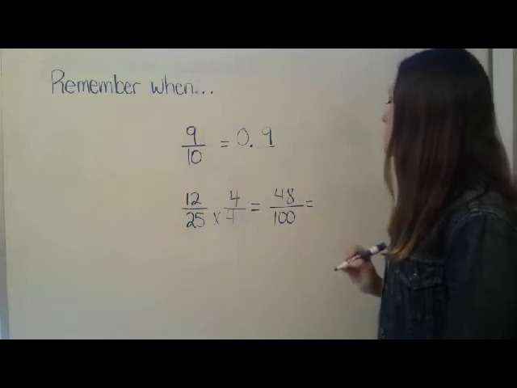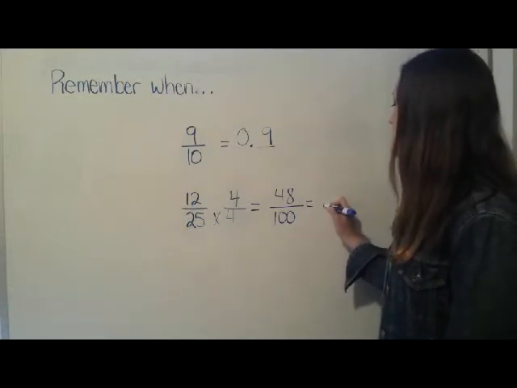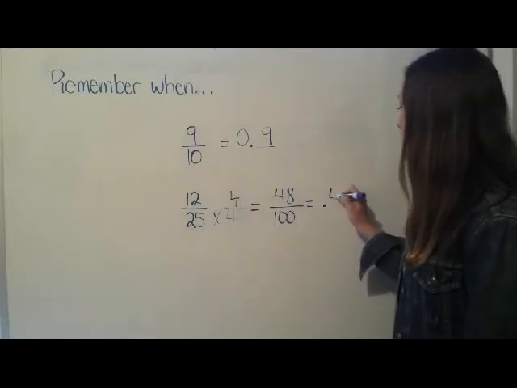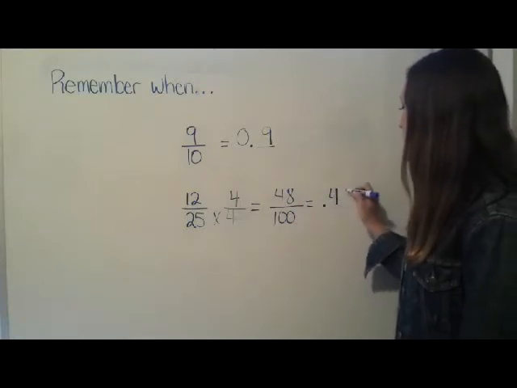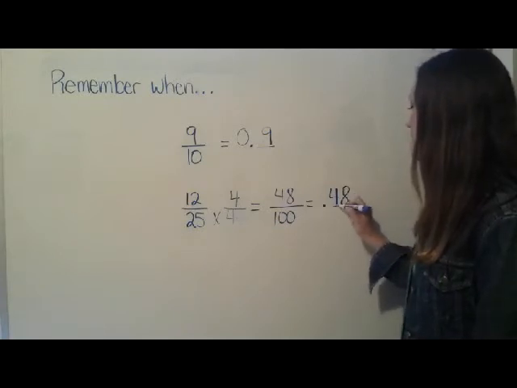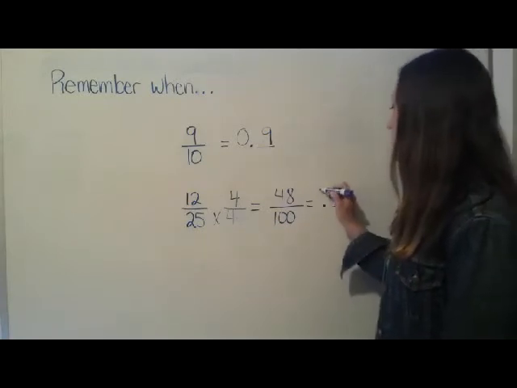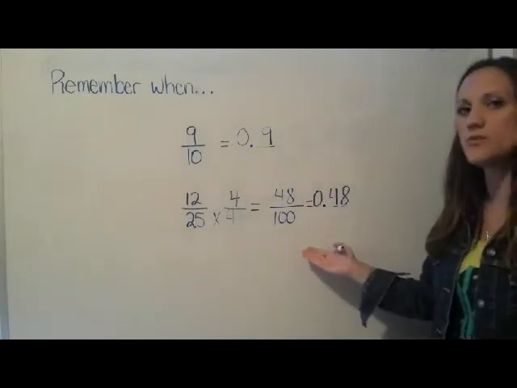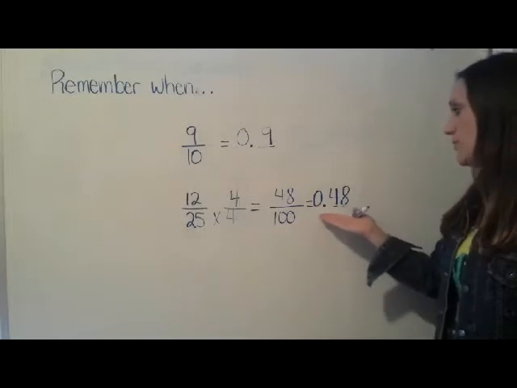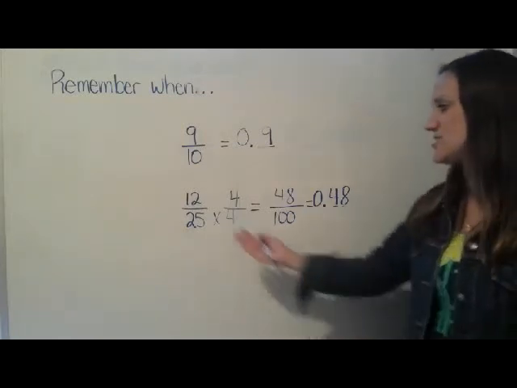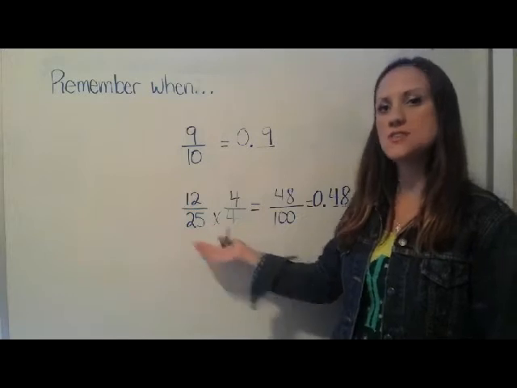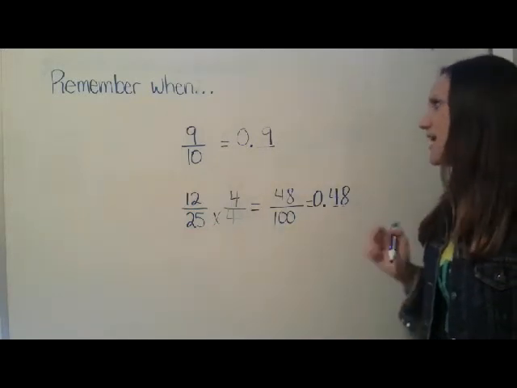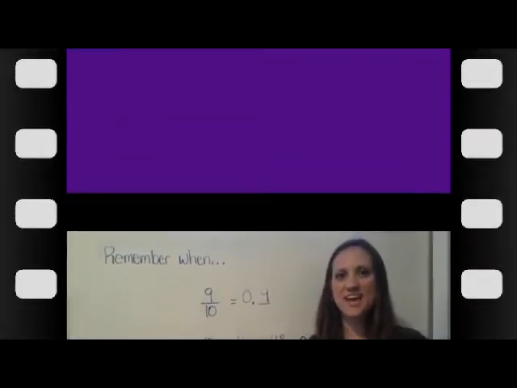To write that as a decimal, we place a decimal point. We write our numerator 48 after the decimal place into the tenths and then the 100ths place. And we place our traditional 0 to fill the ones place. Now 48/100ths is equivalent to a decimal of 0.48. Also, it could be said that 12/25ths is equivalent to the decimal 0.48. And that is our Remember When lesson of the day.